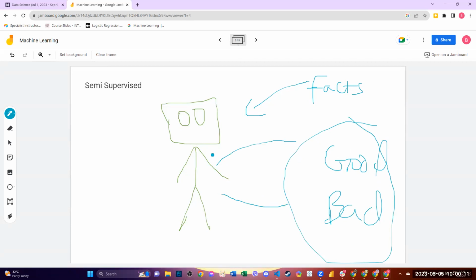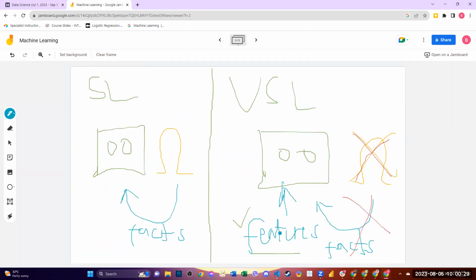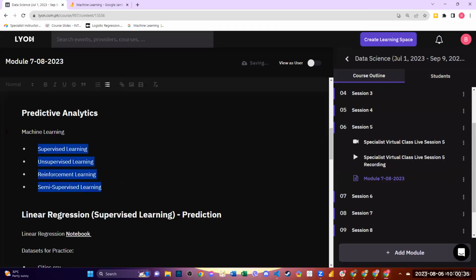While experiencing good and bad. So that's just the difference between supervised, semi-supervised learning versus reinforcement learning versus supervised learning and unsupervised learning. I hope you got that explanation. Do you have any questions with that for different kinds of machine learning?